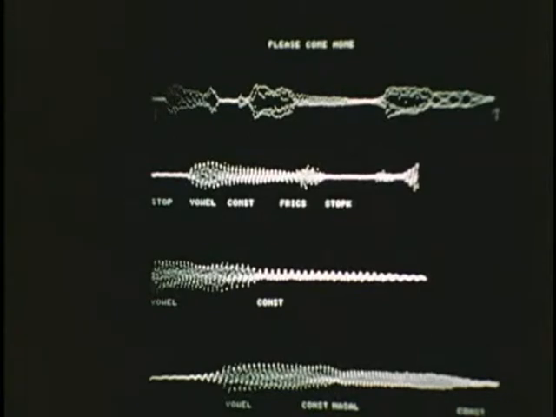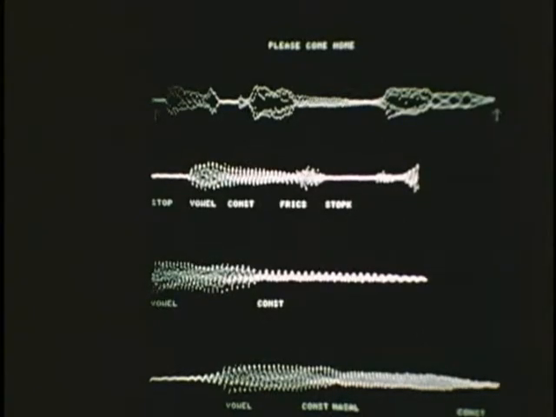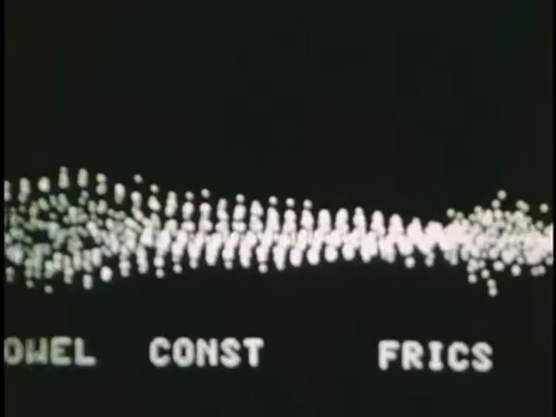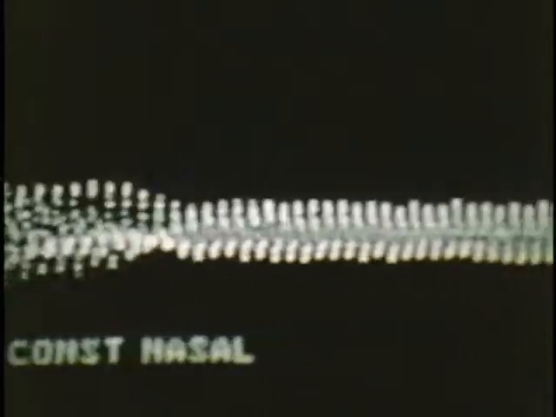This is a display of the waveform for the phrase, "Please come home." The top line shows the envelope of the entire wave, which has been divided into the following segments. T, O, E, Z, K, A, M, F, O, M.